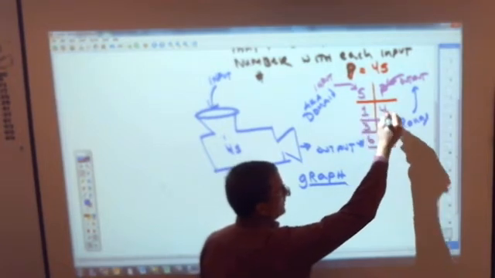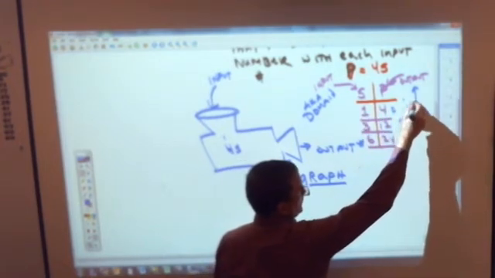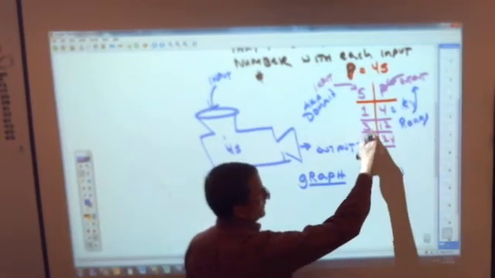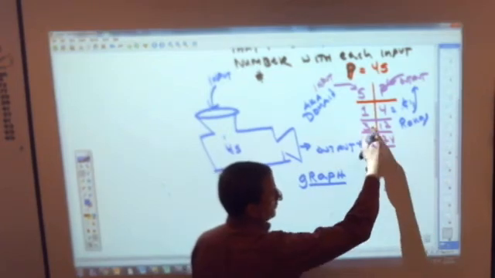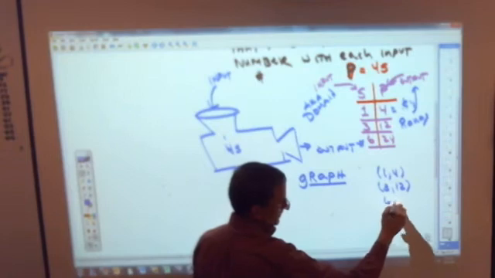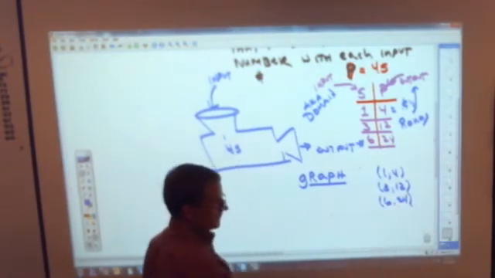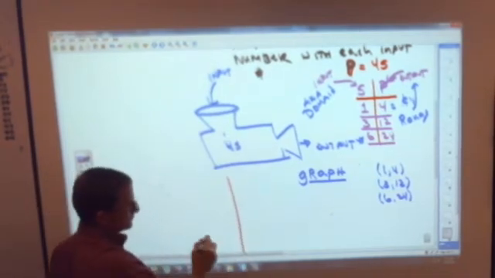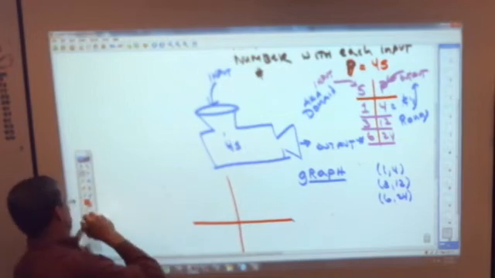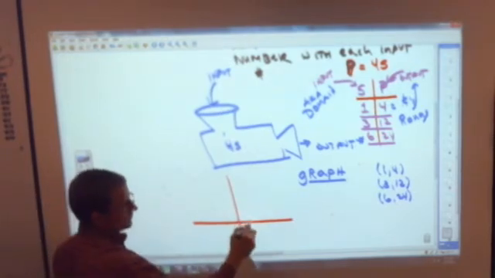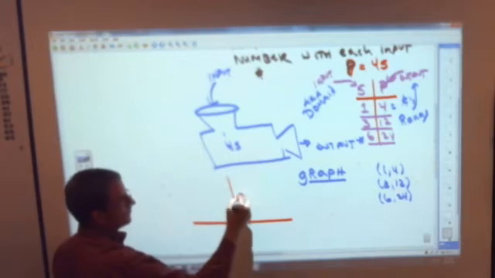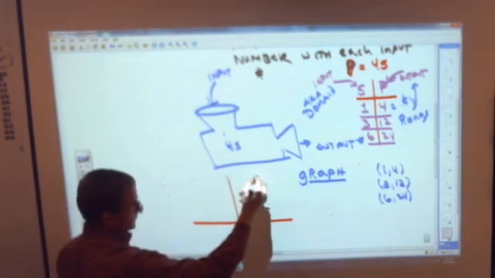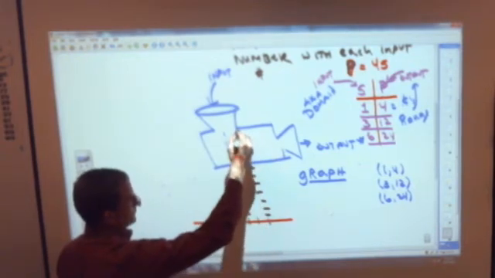For example, 1, 4 is the ordered pair 1, 4. That's one point on my graph. Another point is 3, 12. A third point would be 6, 24. Which means if I have a graph, let's say I've got a coordinate system. If I plot points at 1, 4, here's 1, 1, 2, 3, 4, 3, 12, 1, 2, 3, 4, 5, 6, 7, 8, 9, 10, 11, 12.